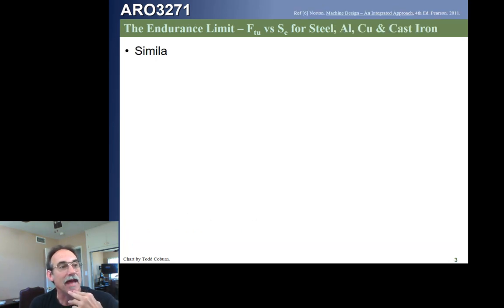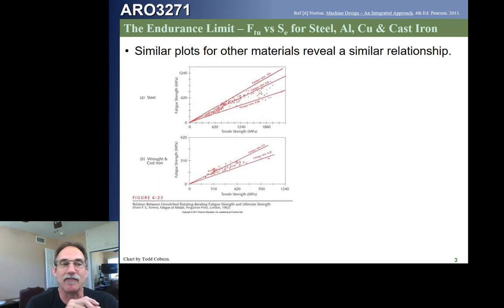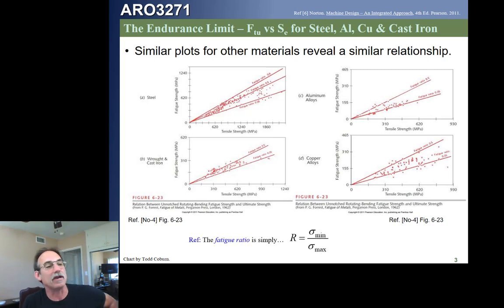Now, we said that S sub E, the endurance limit, was equal to that fraction. If we look at other materials and plot the tensile strength against the endurance limit, we already saw a different curve for steels, like the one shown upper left here. If we have a wrought or a cast iron, we're going to get a relationship like the one below it. And over here to the upper right, we have aluminum alloys, and below that, copper alloys.